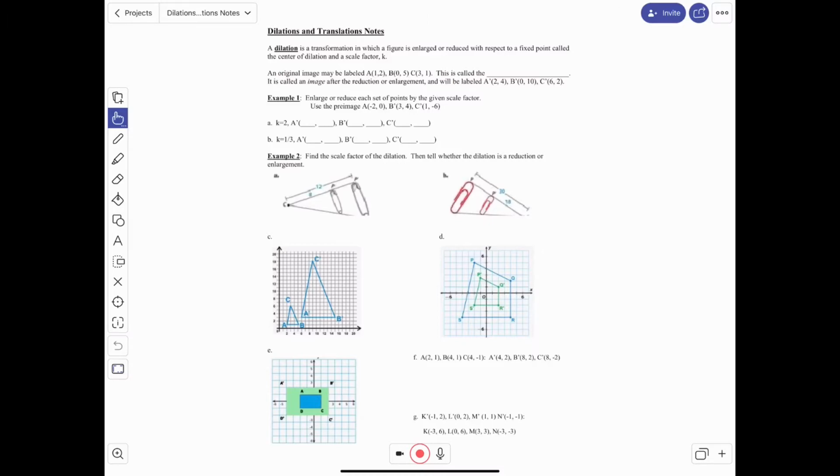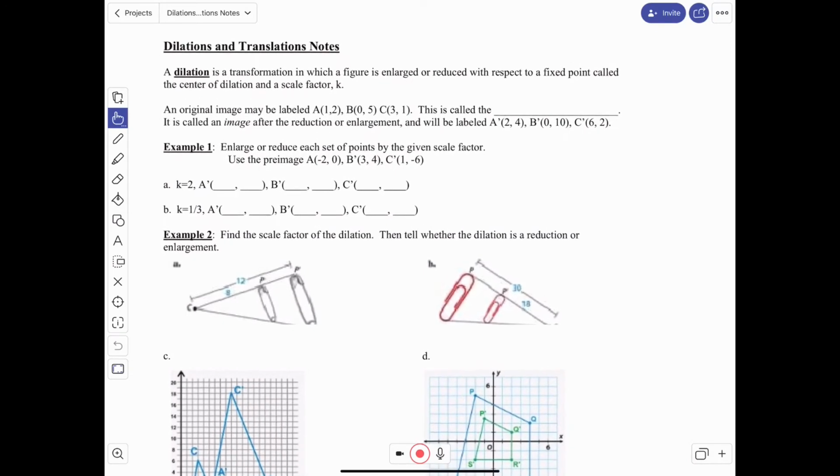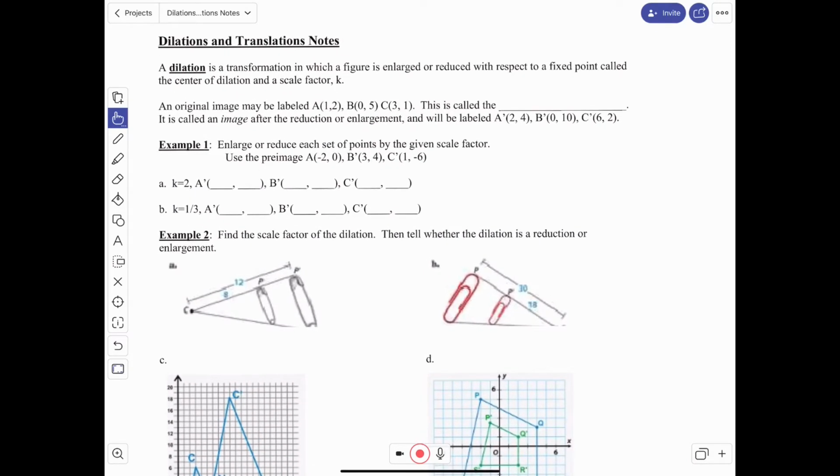So an original image may be labeled. You've got your coordinates. A is (1, 2), B is (0, 5), C is (3, 1). This is going to be called your pre-image. Okay, that's the pre-image. It's called the image after the reduction or the enlargement, and it will be labeled A prime (2, 4), B prime (0, 10), C prime (6, 2). So you can see that everything was doubled. So in this case, your scale factor or your K would have been 2 because everything would have been multiplied by 2.